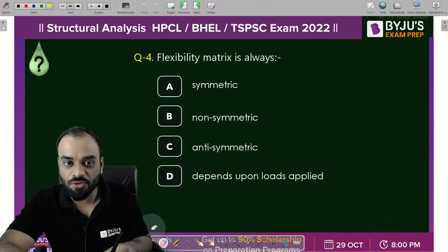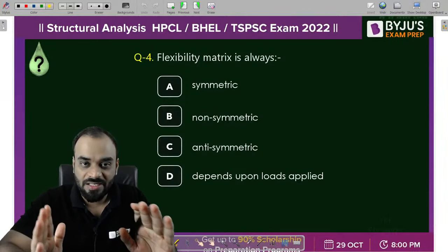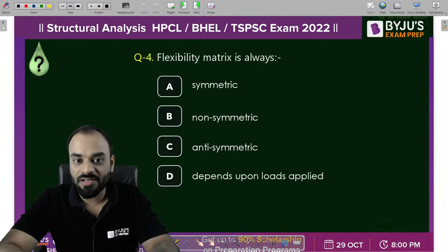Next question in front of you, guys. Flexibility matrix is always a symmetric matrix, non-symmetric matrix, anti-symmetric, or it depends upon the load applied.